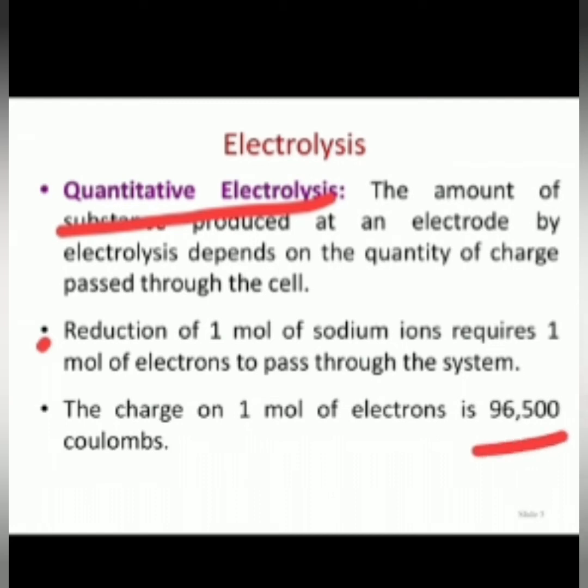96,500 coulombs is 1 unit of 1 F. 1 F means 1 Faraday. Commonly, it is called Faraday's constant. The exact value of Faraday's constant is 96,487 coulombs. But for calculation purposes, it can be considered as approximately 96,500 coulombs.